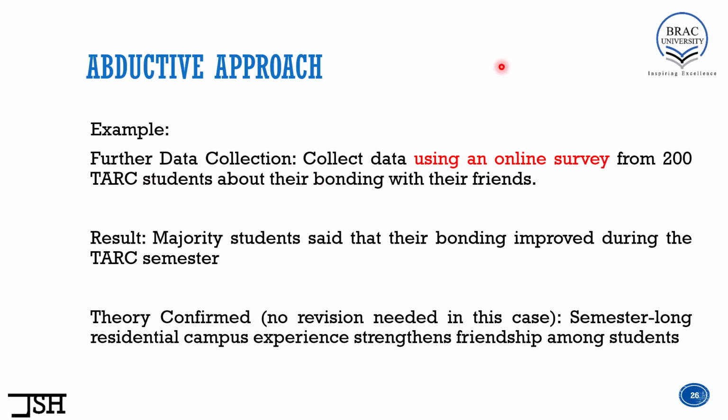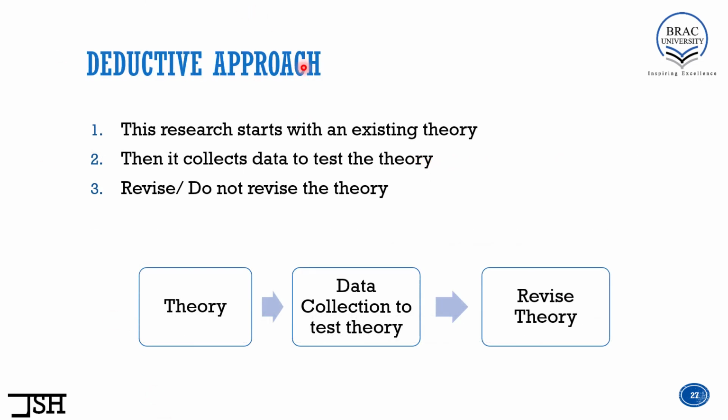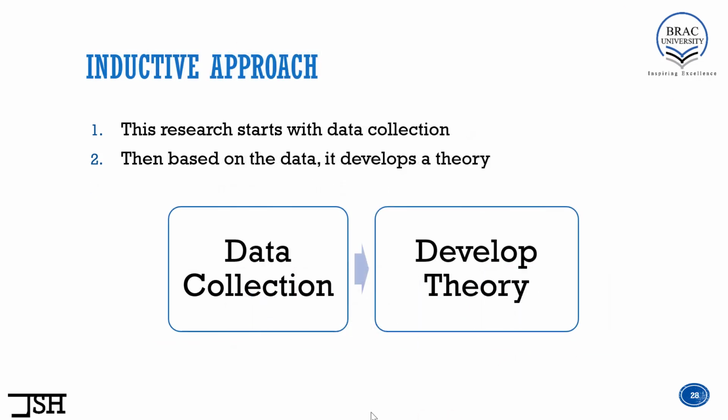Alright, we are done here with all the 3 different approaches. Now just for your ease of understanding, I'm going to briefly summarize all the 3 approaches. First, we followed the deductive approach where we found out that we need to start with the theory, then collect data to test that theory, and finally, based on that data, either revise or not revise that theory. That is the deductive approach. On the other hand, in the inductive approach, we start with data collection and based on that data, we develop a theory. So this is the complete opposite.